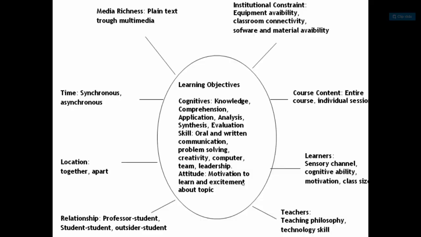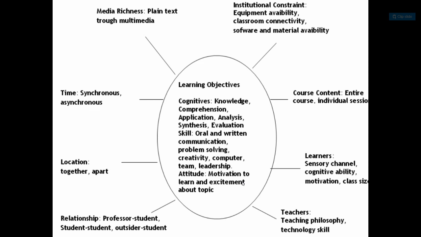Okay. Then the next is learning objective. In learning objective, we can enhance our cognitive skills and attitude. What comes under cognitive? Knowledge, comprehension. Comprehension means understanding. Application, how we apply the knowledge. Analysis, whether the knowledge is effective or non-effective, synthesis, and evaluation.